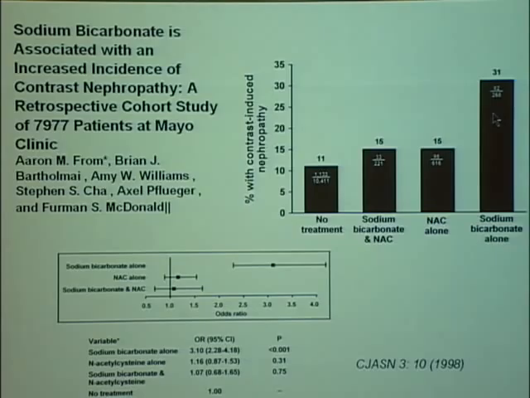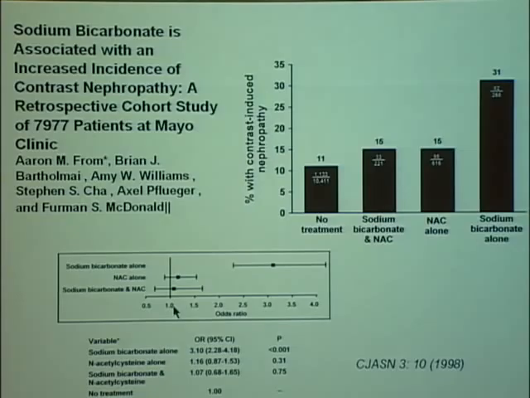These patients got hydrated with bicarbonate. Some of them exactly as prescribed in that initial study, others by other approaches, but reasonable amounts of bicarb to make sure the patients were volume expanded when they got their dye. And this is a percent with contrast-induced nephropathy. So the vast majority of patients who didn't get anything special, about 11% of those patients got nephropathy. And the important change here is those patients that got bicarb, 31% of them got contrast-induced nephropathy.